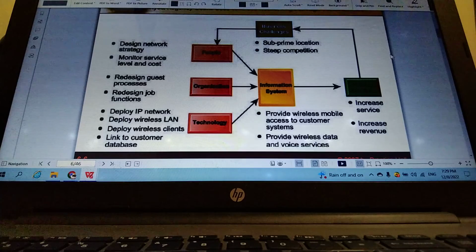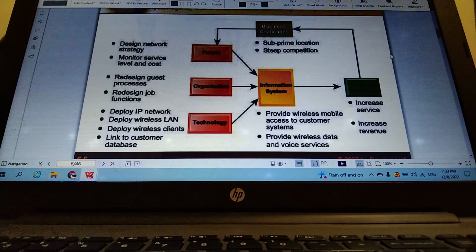So there will be definitely a design network strategy involved as one of the steps. Then someone from the IT need to look into monitor service level and cost, redesign guest processes, redesign job function of everyone involved in this case study, deploy IP network, deploy the wireless LAN, deploy the wireless client, link to the customer database.